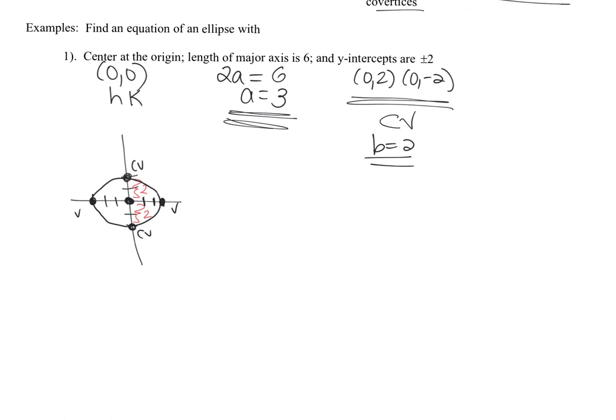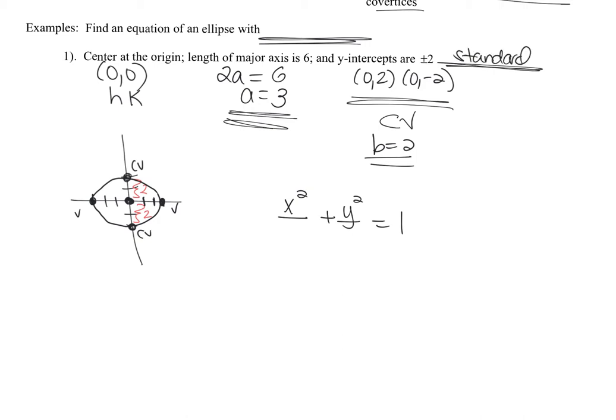Since I'm centered at the origin, I'm going to start with that first. x minus 0 squared is just x squared over something, plus y minus 0 squared is just y squared over something. And for these, it doesn't specify, it just says find an equation. So we're going to leave it in what we call standard form. No need to expand out.